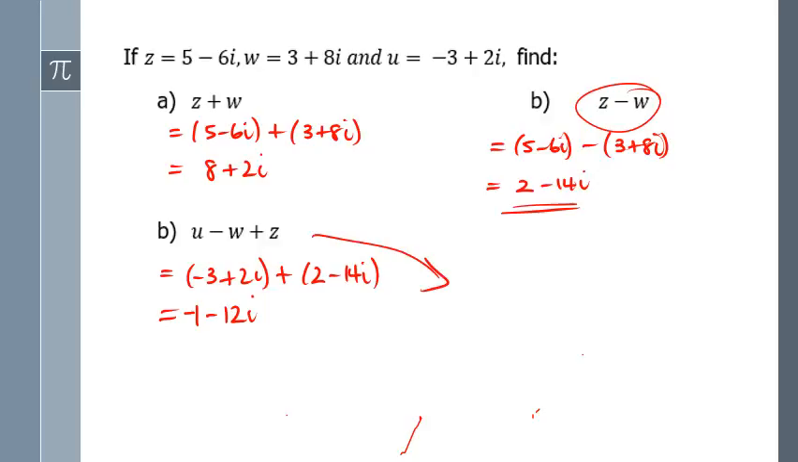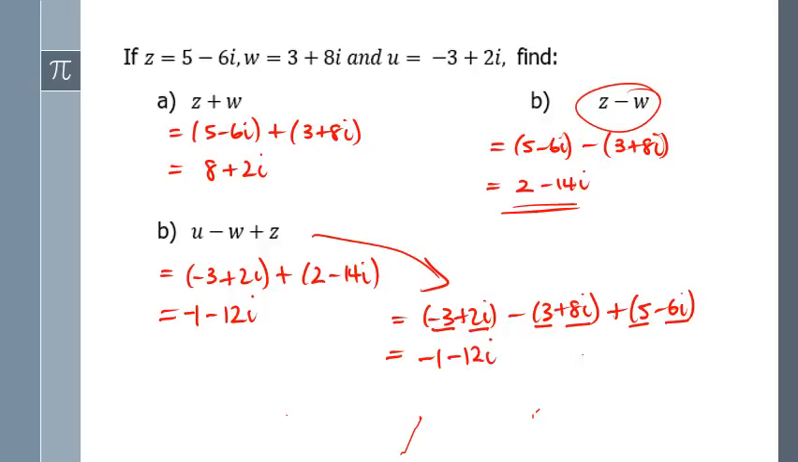If you wanted to, you could have done it the long way. You could have said negative 3 plus 2i minus 3 plus 8i, and then plus 5 minus 6i. We've got negative 3, which is negative 6 plus 5, which is negative 1. We've got 2i minus 8i, which is minus 6i, minus another 6i is minus 12i. Either way, you'll get exactly the same answer.